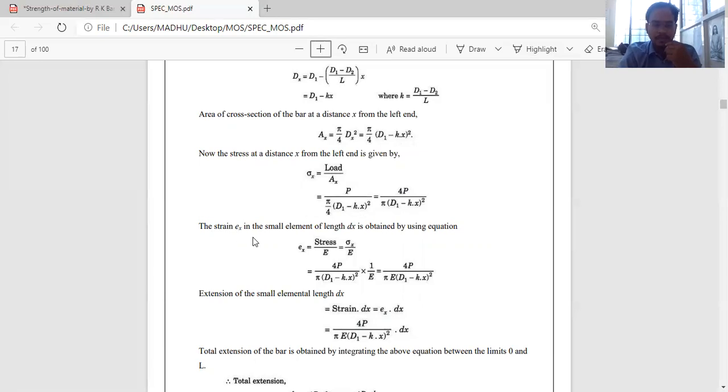The strain epsilon x in the small element of length dx is obtained by using the equation. Now we need to find the elemental strain, and when we integrate it, we will get the overall extension. So epsilon x equals stress by Young's modulus, sigma x by E, which equals 4P by pi into (d1 minus kx) whole square into 1 by E, equals 4P by pi E into (d1 minus kx) whole square.